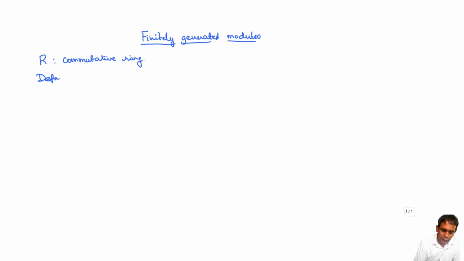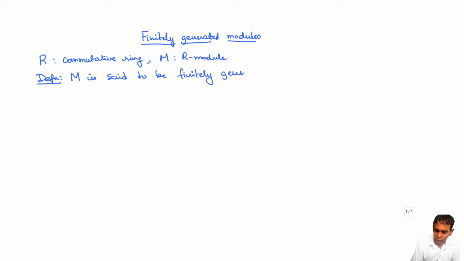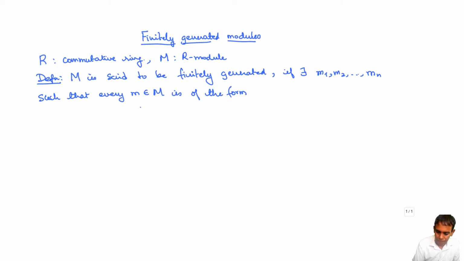And we define an R module M to be finitely generated if you can find a finite number of elements of M that generate it, in the sense that there exist elements m1, m2, ..., mn for some finite n, such that every element m in M is of the form m equals a1 m1 plus a2 m2 plus ... plus an mn for some elements a1, a2, ..., an in R.